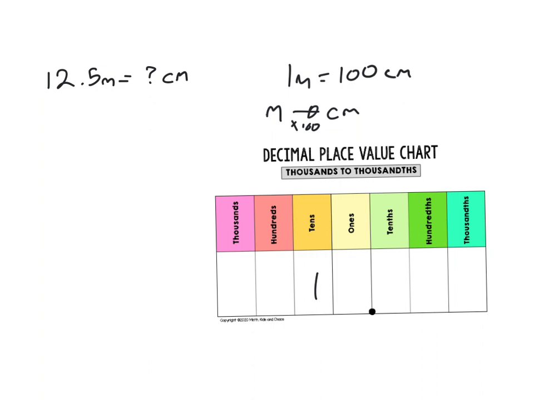So 12.5 times 100, the digits move 2 spaces, I have a gap. So I've times that by 100, each has moved 2 spaces as we learned yesterday. We've put a gap in there. So 12.5 metres is 1,250 centimetres. If we think 12 metres is going to be 1,200 centimetres, because it's 12 times 100, that's a way of checking our answer.